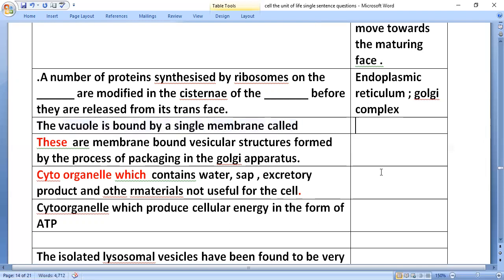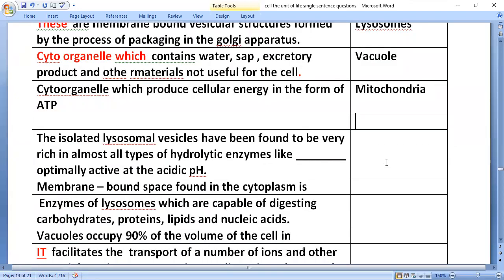The vacuole is bound by a single membrane called tonoplast. These are membrane-bound vesicular structures formed by the process of packaging in the Golgi apparatus, that is lysosomes. Cytoorganelle which contains water, sap, excretory product, and other materials not useful for the cell, that is vacuole. Cytoorganelle which produces cellular energy in the form of ATP, mitochondria.